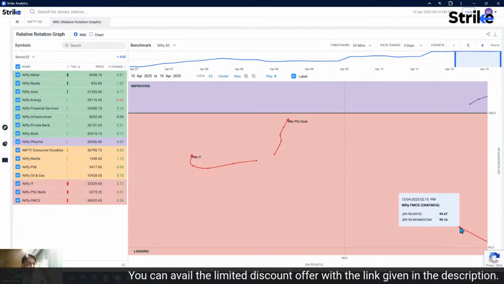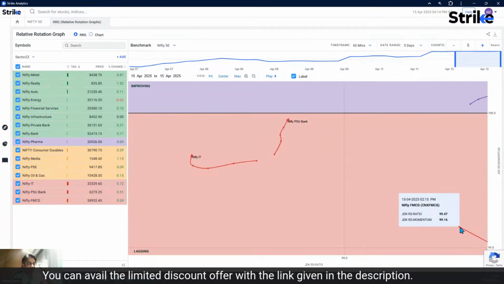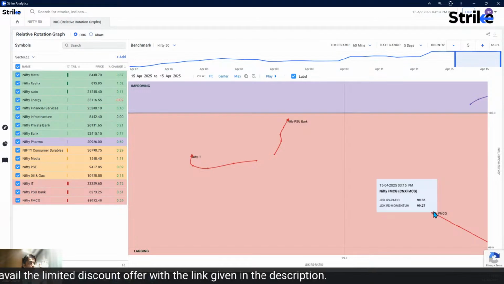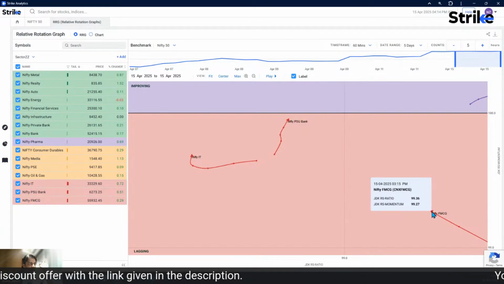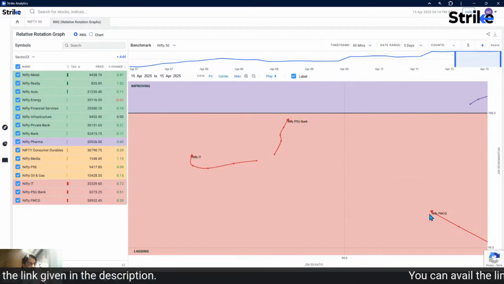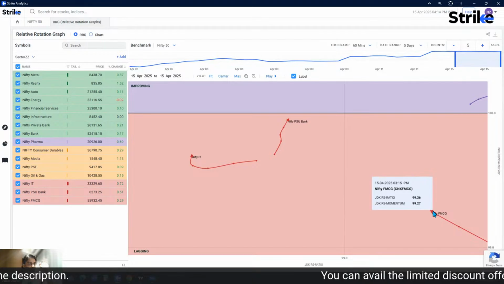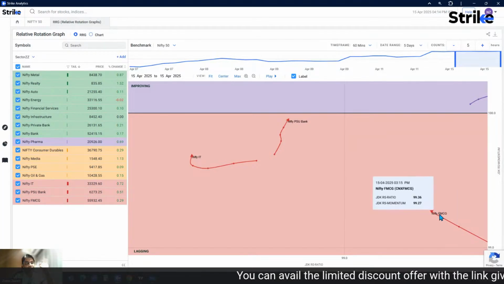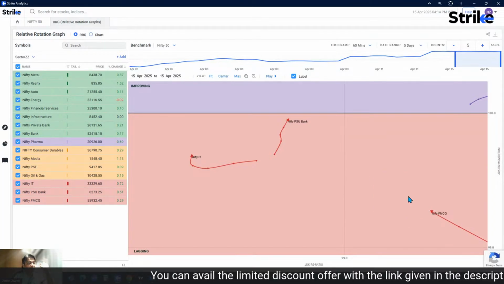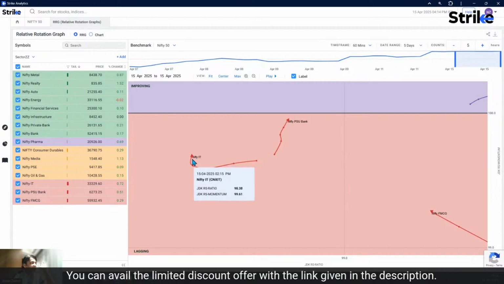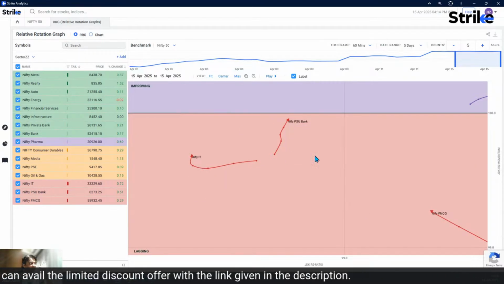So momentum was 99.16 an hour ago, somewhere at around 2:30. And momentum has gone up from 99.16 to 99.27 in the last 1 hour of the trade today. Okay, IT, the momentum has gone up in the last 1 hour of the trade.